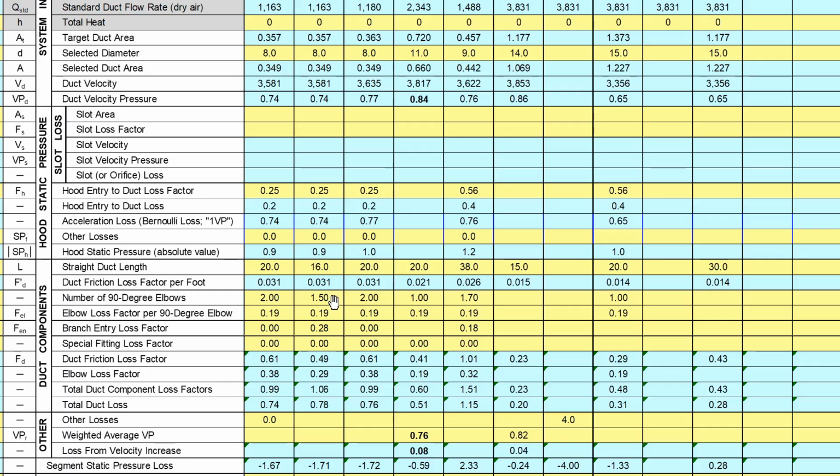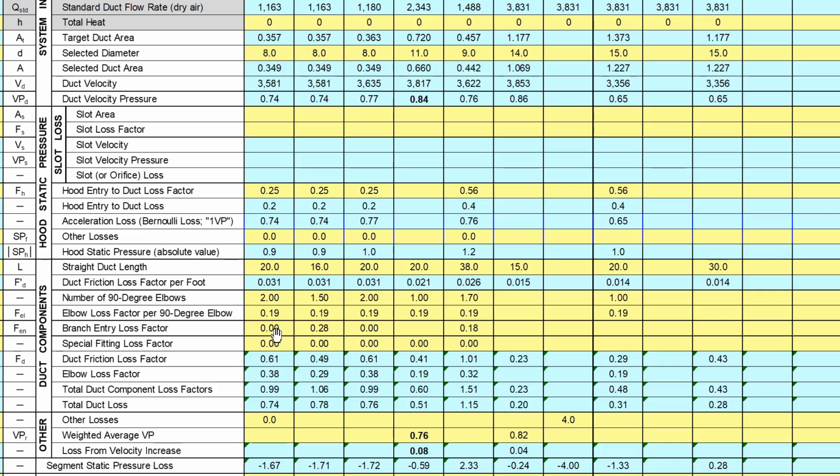Now, in this segment, we have one 90-degree elbow and we have one 45-degree elbow. And the way we calculate for that is we calculate that as 1.5 90-degree elbows. Our F sub N is 0.19. And if we have a 90 and a 45, that's 1.5 elbows times 0.19. Our elbow loss factor becomes 0.29.